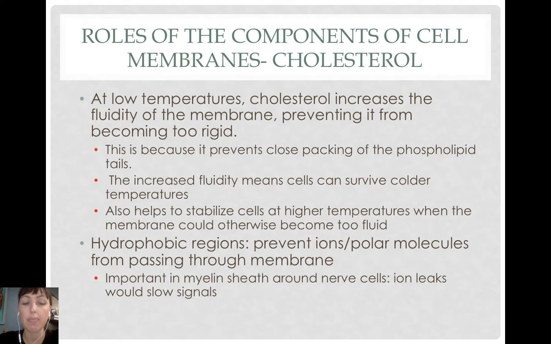Okay, so hydrophobic regions prevent ions and polar molecules from passing through the membrane. This is really important. One example is in the myelin sheath around nerve cells, because ion leaks would slow signals and thus affect our reactivity or cognition. And again, this is an example directly from one of those little pop-outs from your book, one that you absolutely need to understand.